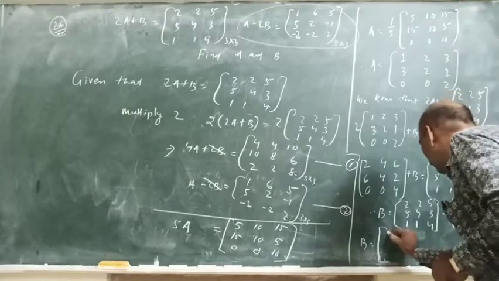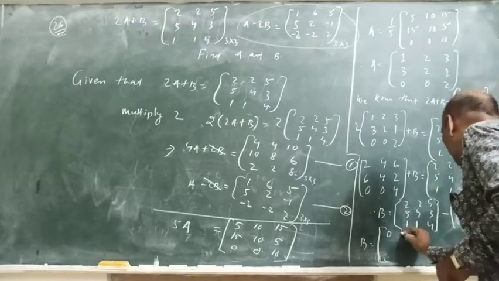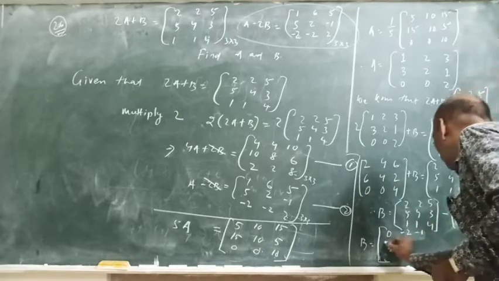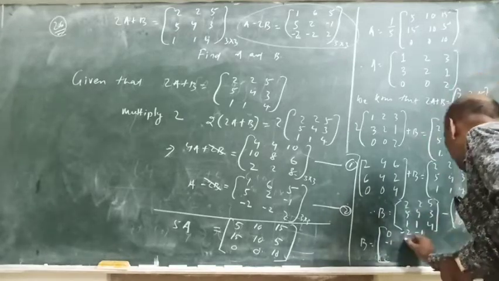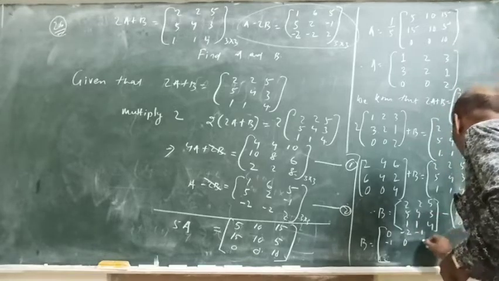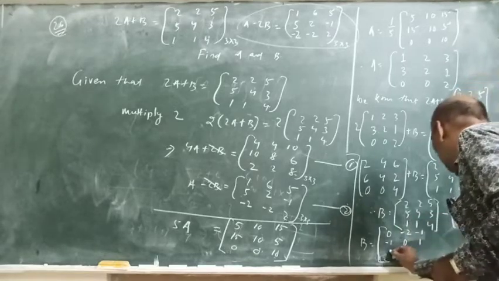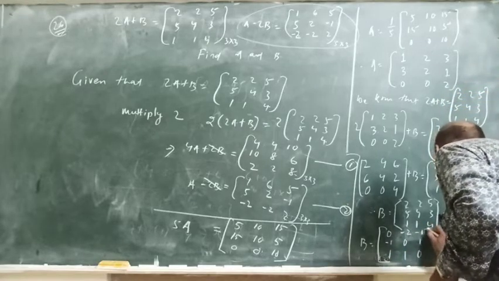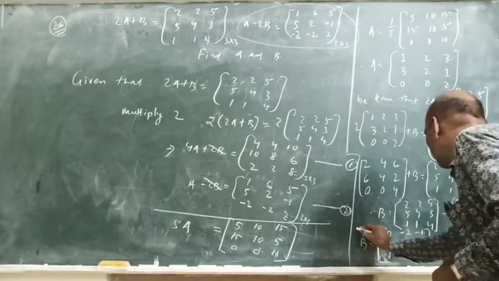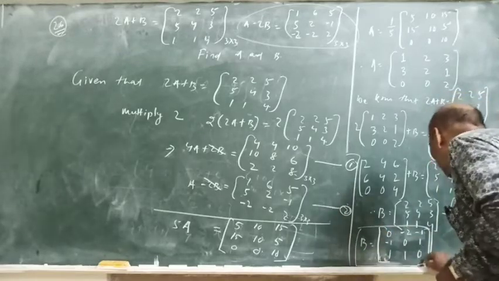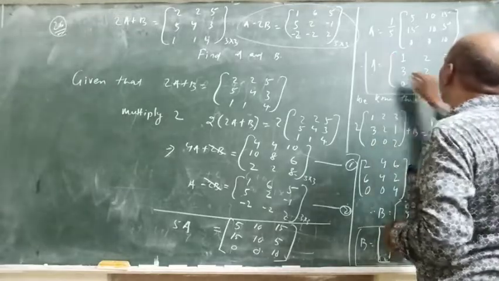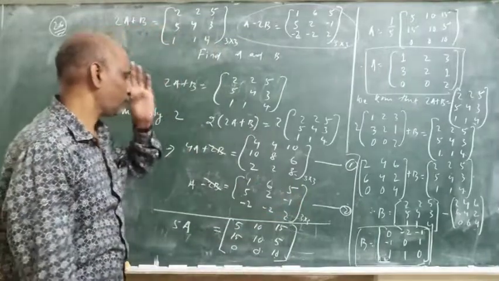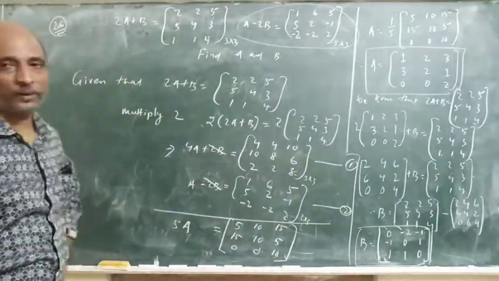2 minus 2 is 0, 2 minus 4 is minus 2, 5 minus 6 is minus 1, 5 minus 6 is minus 1, 4 minus 4 is 0, 3 minus 2 is 1, 1 minus 0 is 1, 1 minus 0 is 1, 4 minus 4 is 0. Okay, this is your B and this is your A. So here you have A and B. Write down this one.